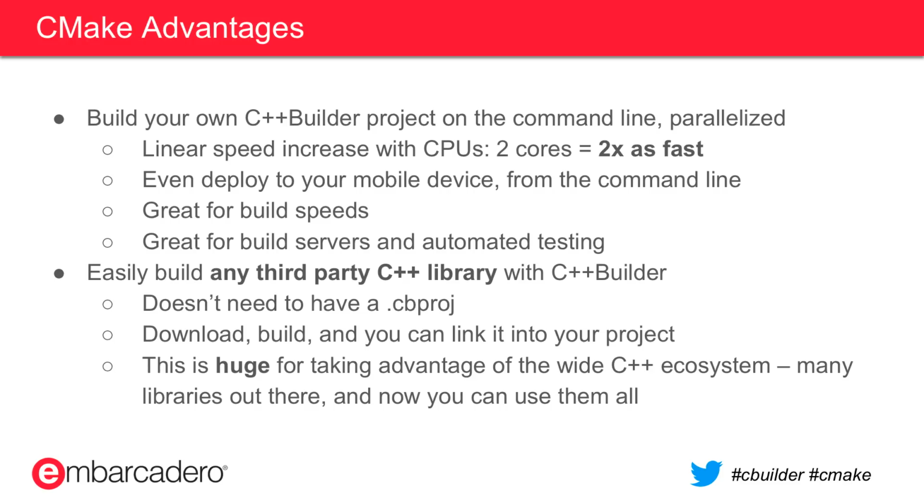So when you use the combination of CMake and Ninja with C++ Builder, you get a couple of key things. The first is that you can build your own C++ Builder project on the command line parallelized. Now we already have parallel building within C++ Builder, but Ninja is also a very neat way to do it. And Ninja gives you roughly a linear speed increase with the number of CPUs. So 2 cores means that you'll build approximately twice as fast. 4 cores, 4 times as fast. I'm sure you can see where this is going. It's fantastic.